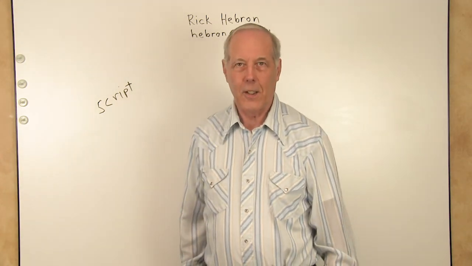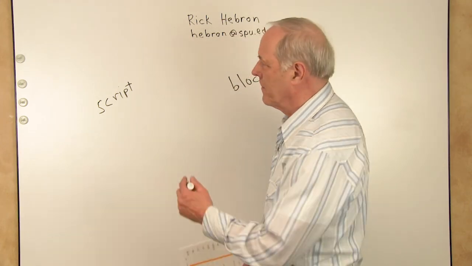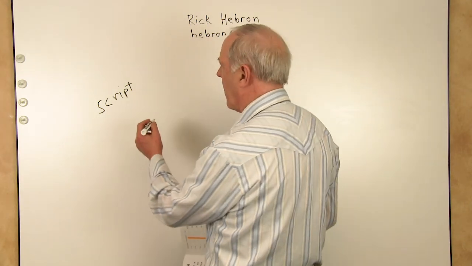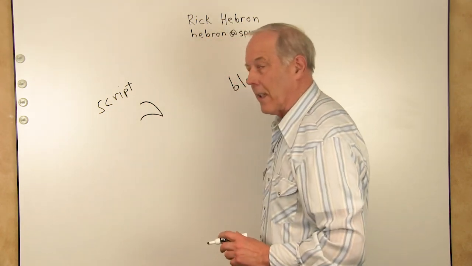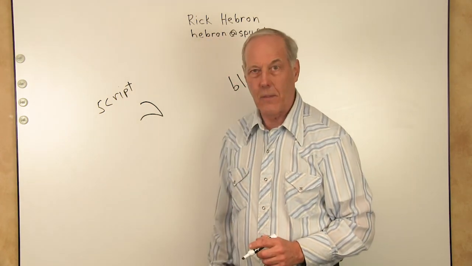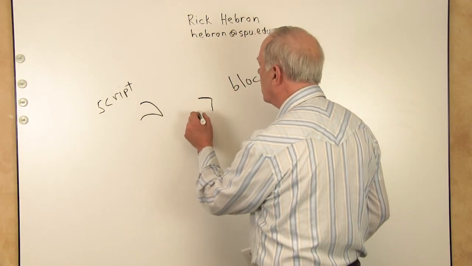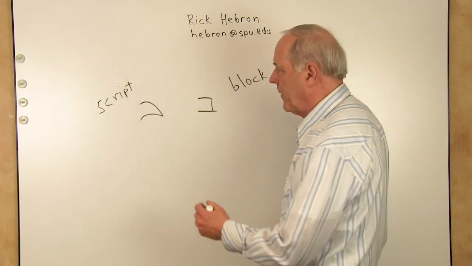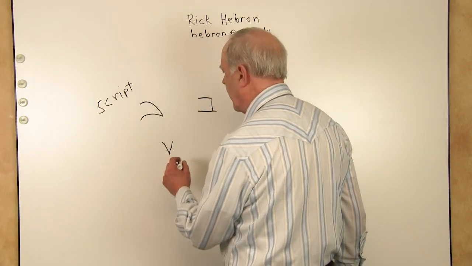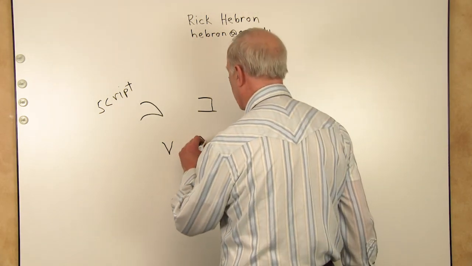Next we'll learn a letter called Vet. The Vet looks kind of like the beak of a bird. Looks kind of like the Bet, except that it doesn't have a dot. And the sound that it makes is V, as in varum. It's a Vet.